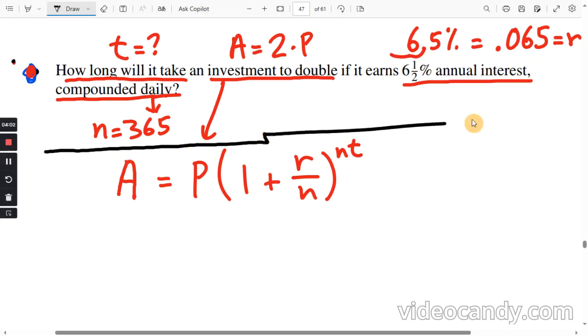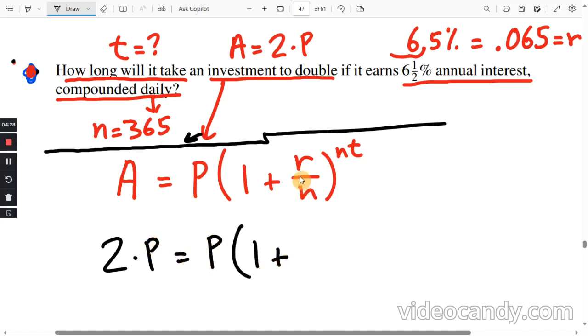All right. So we have everything we need. And I should have written the 2P gets plugged in for the A, not the P. Anyhow, we want the investment to double. P is what we invest, and we want to end up with 2 times that. So 2 times P equals P. We don't have an actual investment amount. Times the quantity of 1 plus the rate, 0.065, divided by N, which is 365.